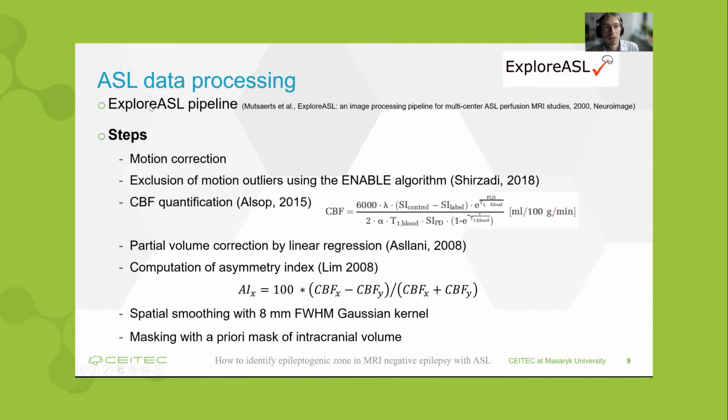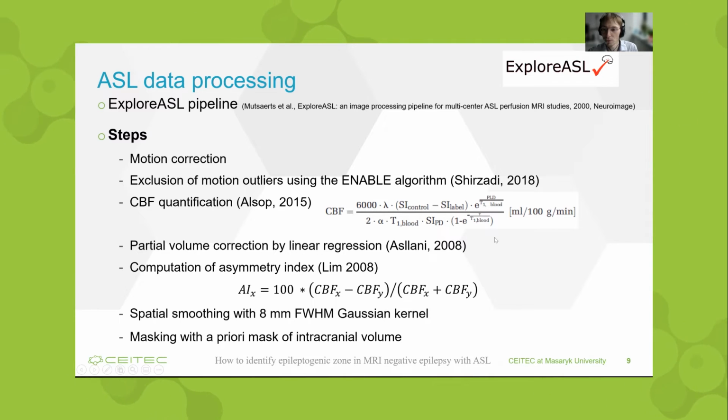With our data, we used the tool Explore ASL pipeline, which was published, and our preprocessing consisted of a few steps. We corrected the scans for motion. We excluded scans with excessive movement. We quantified the cerebral blood flow based on this formula.